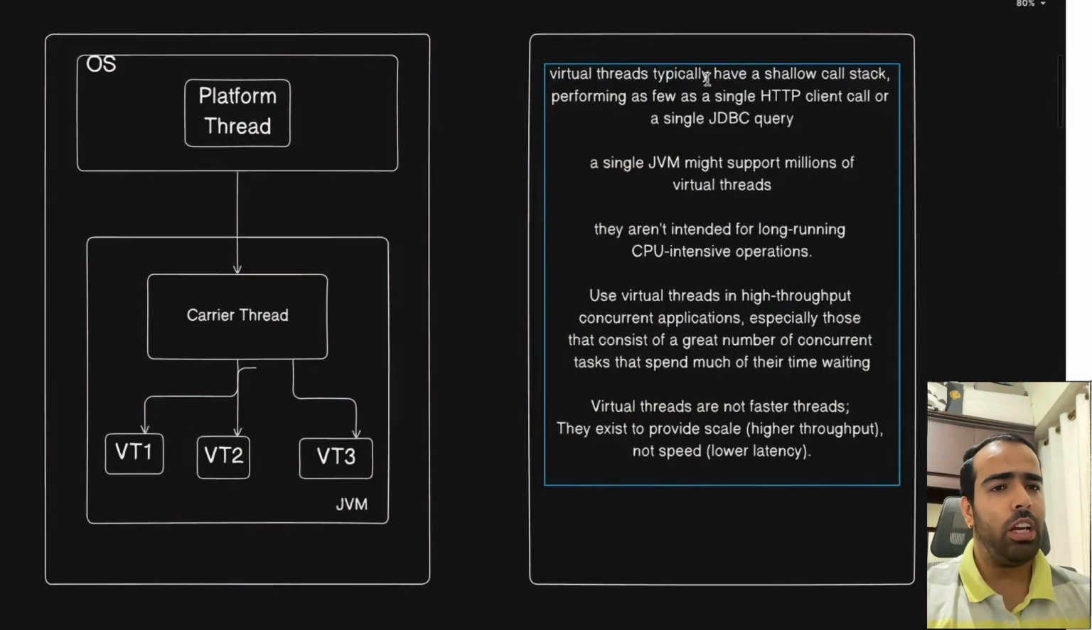And again, we can go through these points. Virtual threads have a shallow call stack, right? Because they are only used for operations like an API call or query call. Virtual threads are not meant for heavy operations, and a single JVM might support millions of virtual threads that we already saw in the code earlier. So they are not intended for long running CPU intensive operations. And you can use these threads in high throughput concurrent applications, where you are fetching data from multiple places and it is taking a lot of time waiting. And again, the final point is they're not faster, so they are there to provide scale, higher throughput, but not speed.